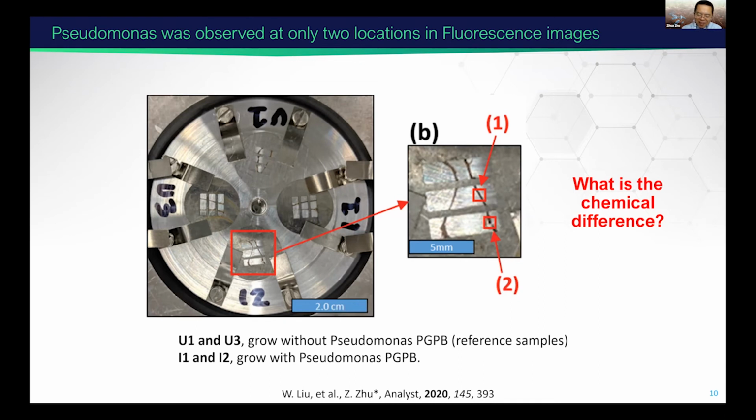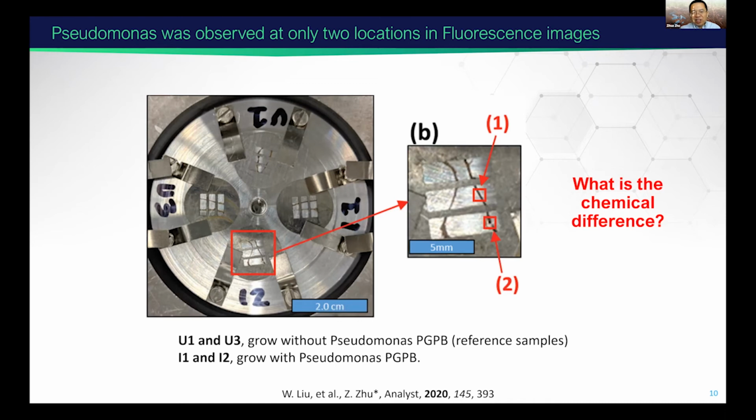However, the result is surprising. Only two locations, these two locations, showed Pseudomonas, out of 12 locations in total from the Pseudomonas-modified plant roots. So this result suggests that Pseudomonas does not easily attach to the root surface. So although PGPB can promote plant growth, they may not do so by directly interacting with the root surface.